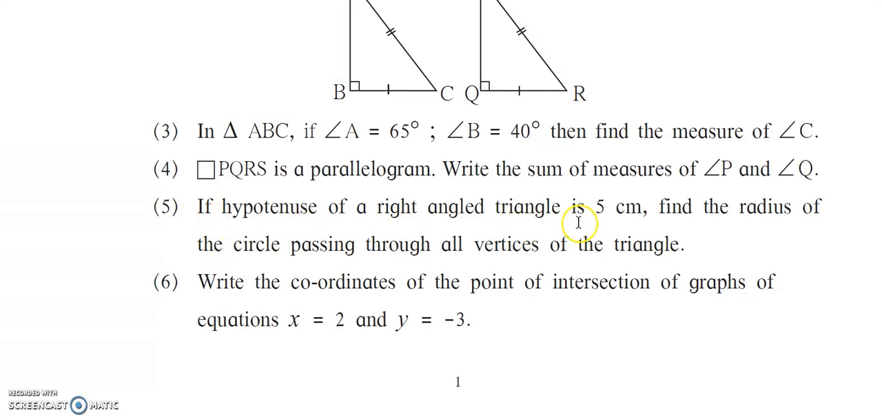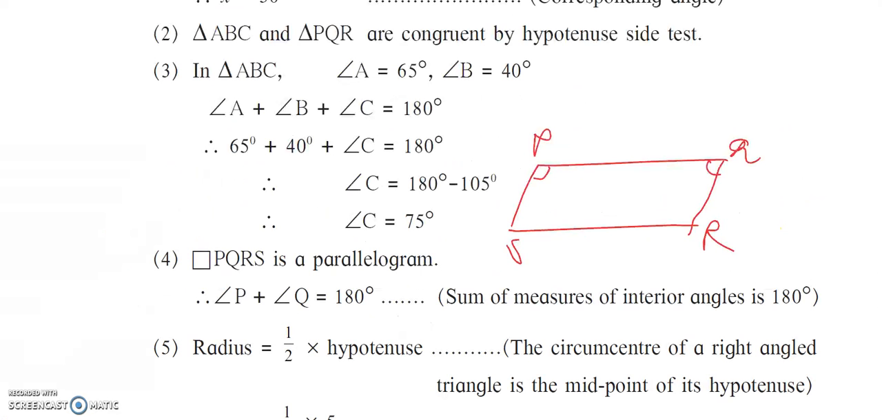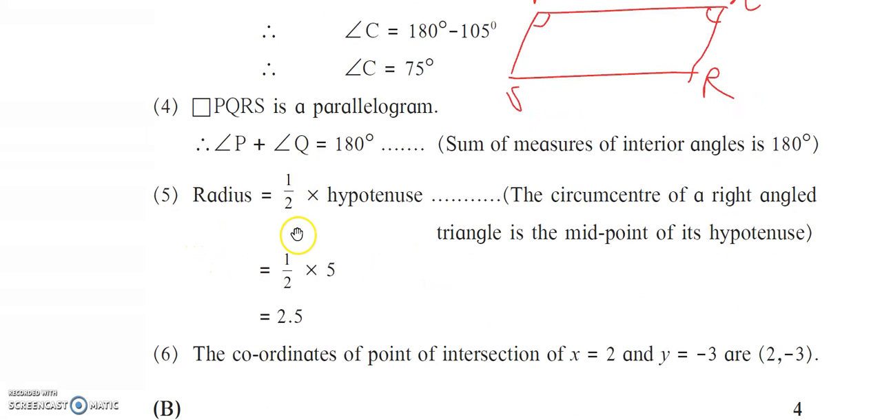If the hypotenuse of a right angle triangle is 5, find the radius of the circle passing through all the vertices of the triangle. Now what's happening? The hypotenuse of the right angle triangle is 5. It means that the hypotenuse is the diameter of that circle. And therefore radius is equal to 1 upon 2 into hypotenuse. Therefore, the radius of the circle is 2.5. Now see this, radius is equal to 1 upon 2 into hypotenuse. The circumcenter of a right angle triangle is the midpoint of the hypotenuse. The figure is like this.